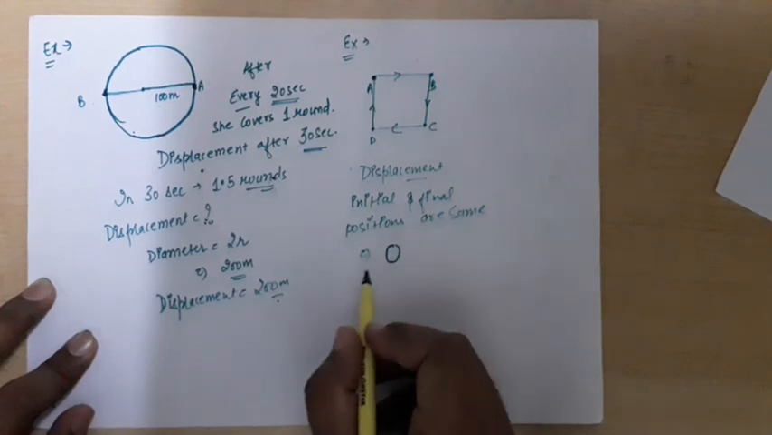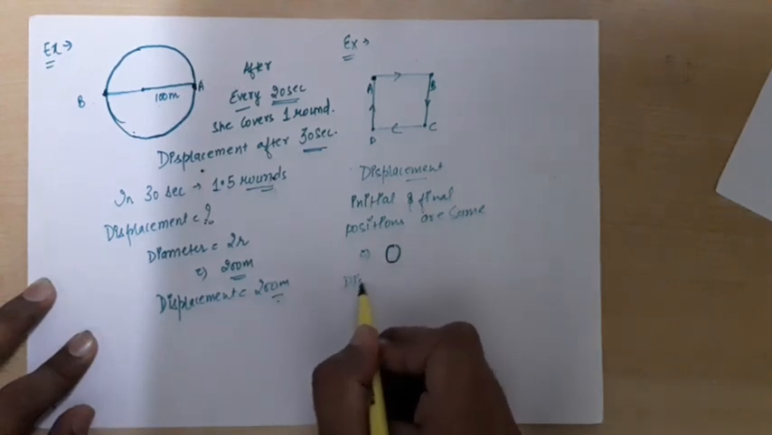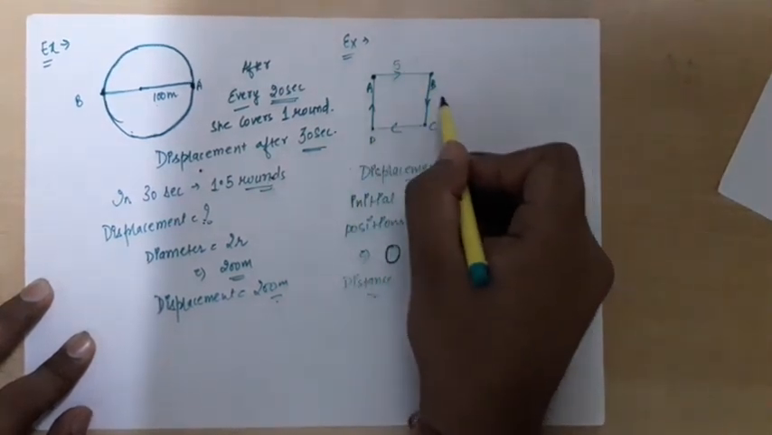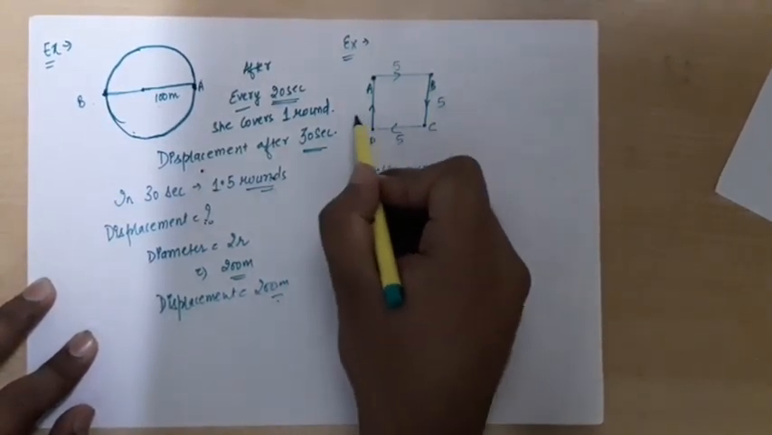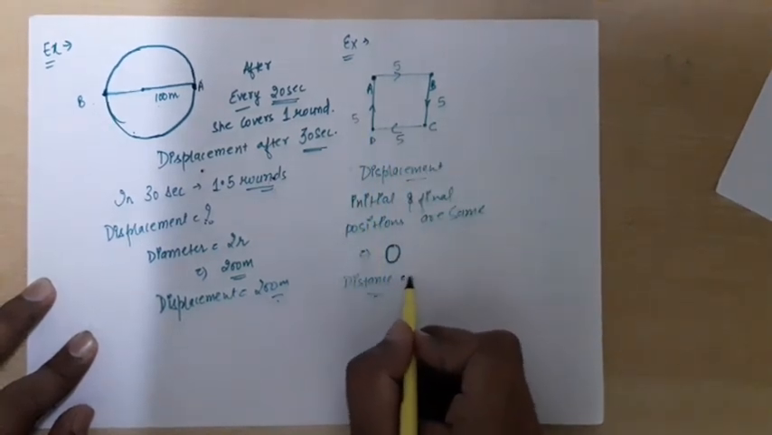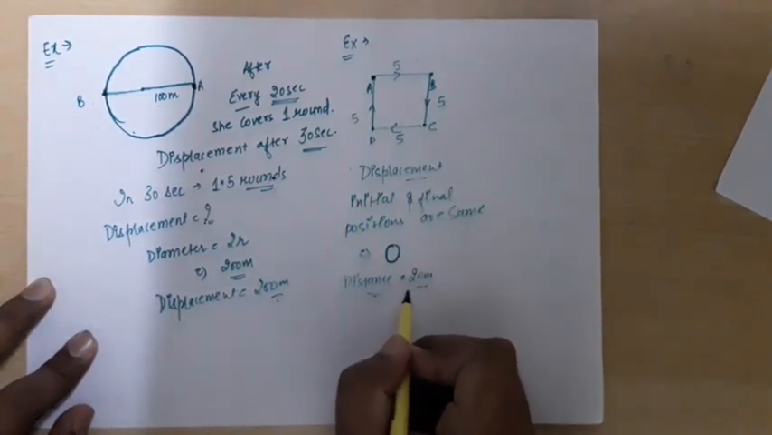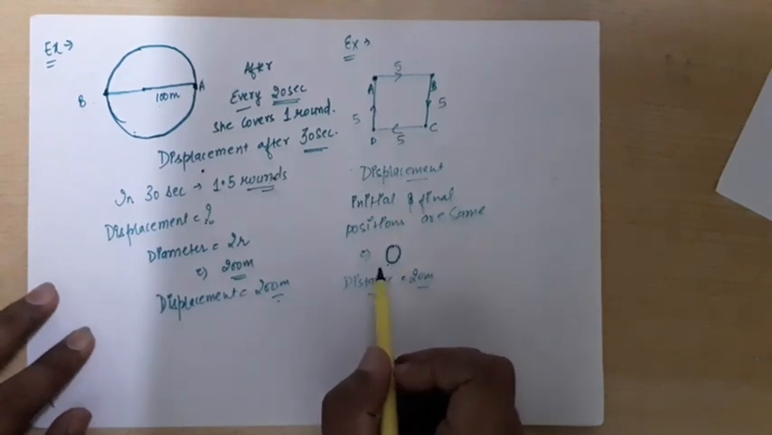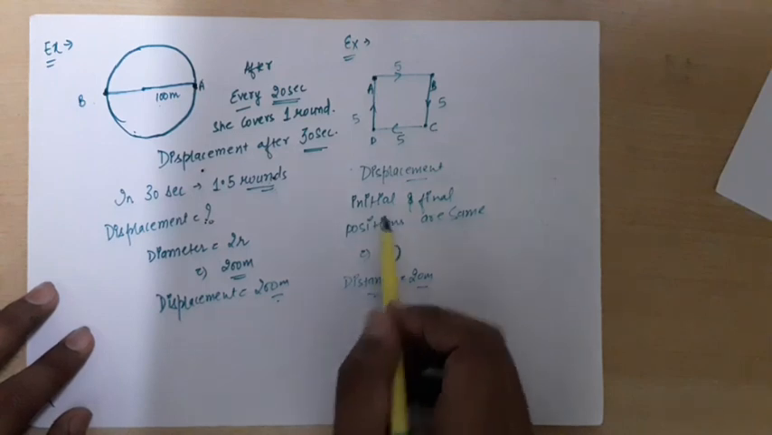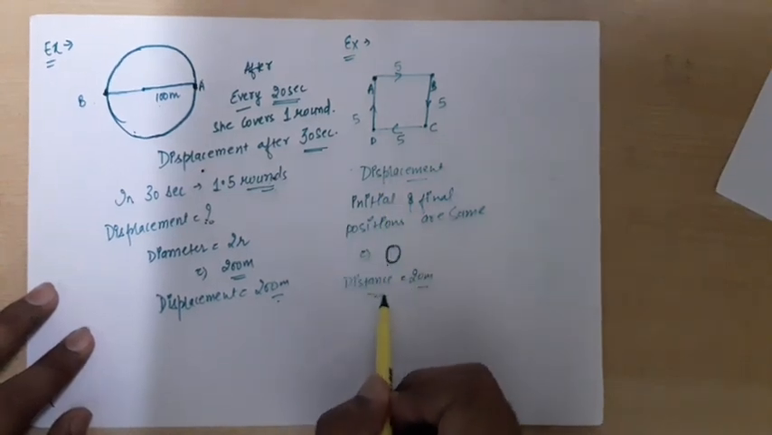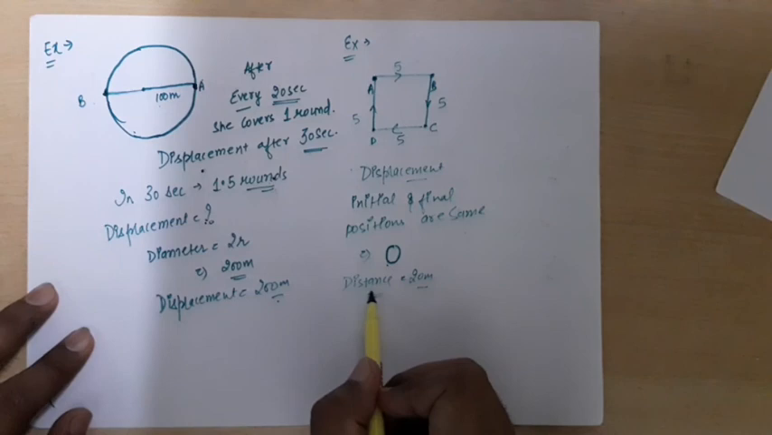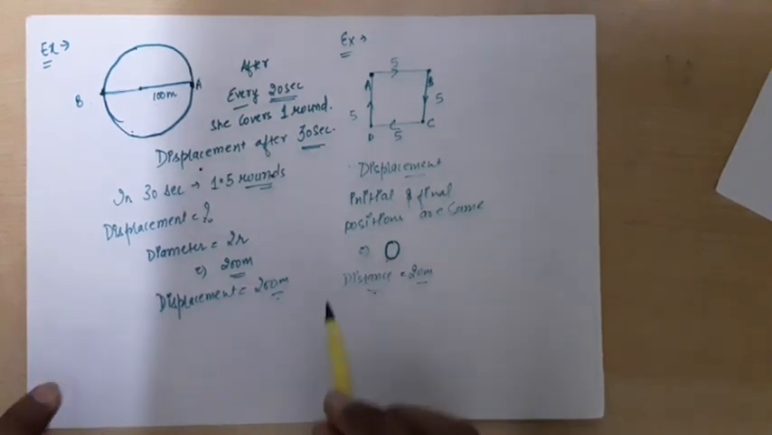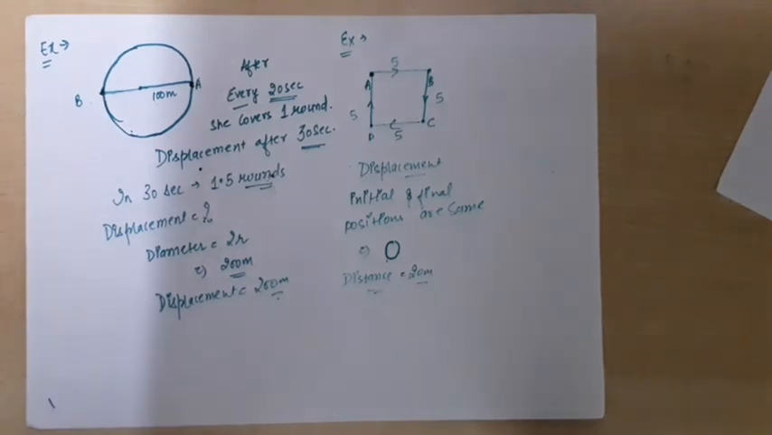But if somebody asks you what is the distance, what will you tell? If the distance of each side is 5 meters, 5 meters, 5 meters and 5 meters, the distance will be equal to 20 meters, right? So distance is 20 meters, but displacement will be 0 only. So we can say the displacement could be 0 also, but distance could never be 0. All right. So today's session is about displacement only, and in the next session we will continue.